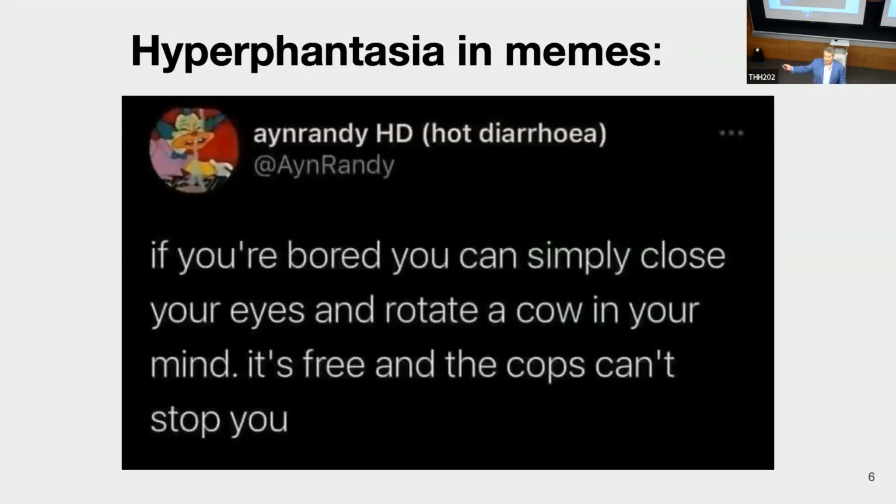And here's a meme. This blows my mind, that if you're bored, you can simply close your eyes and rotate a cow in your mind. It's free and the cops can't stop you. To people with very little visual memory like me, this is just not easy to believe. Does anybody feel like they don't have any kind of visual memory?